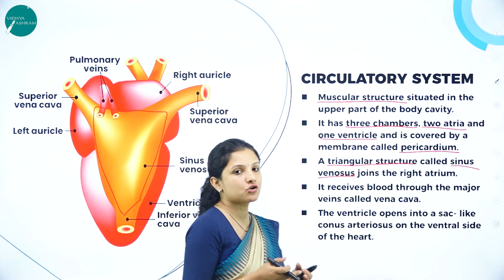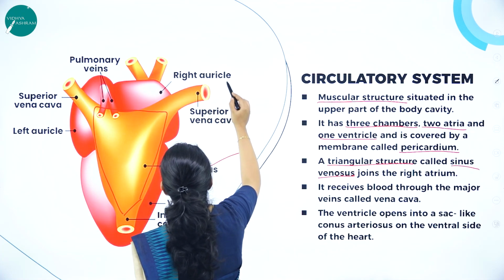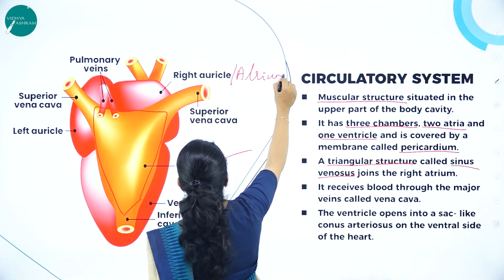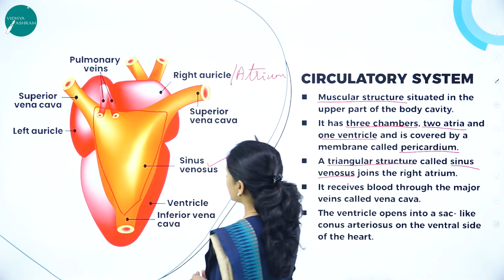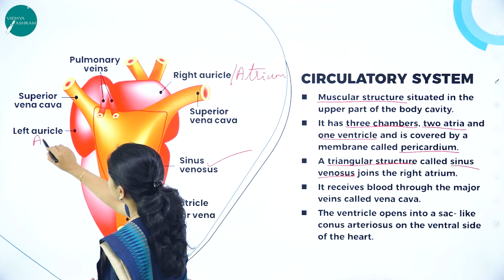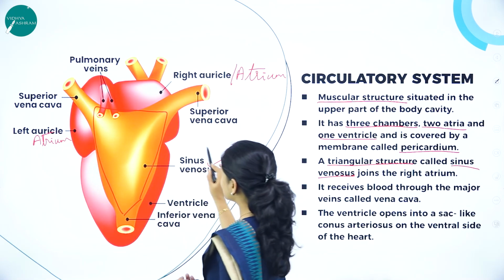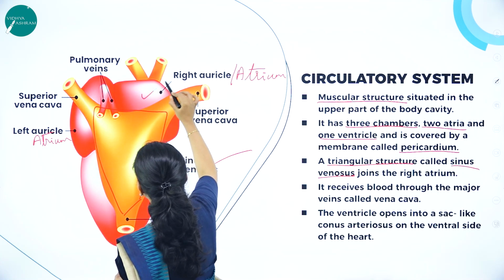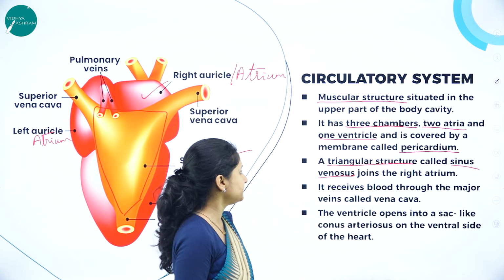So it actually joins the right atrium. So this is the right atrium or the auricle. We can also call it the atrium. Don't get confused with this. Auricle and atrium are both one and the same. So right atrium, and we have the left atrium or the left auricle. This sinus venosus, if you can see here, continues and joins towards the right atrium.